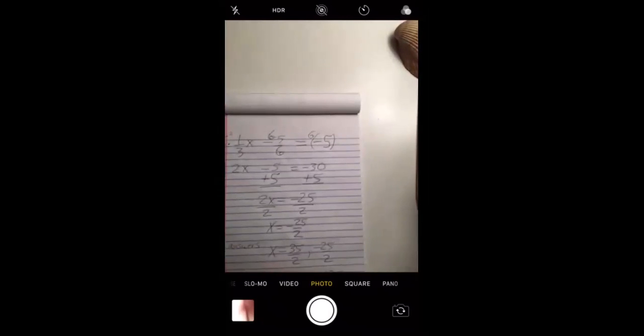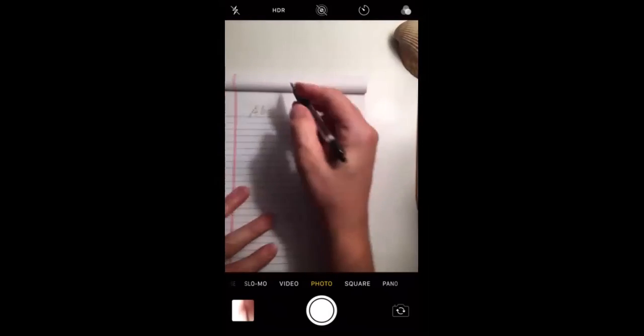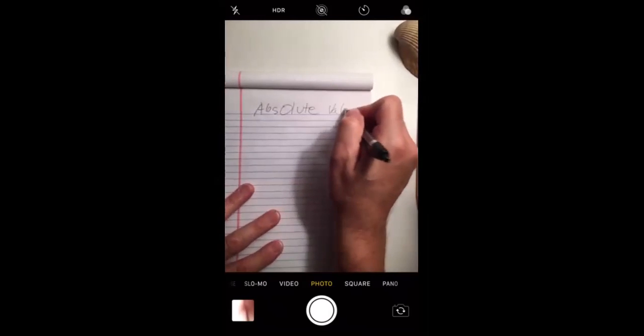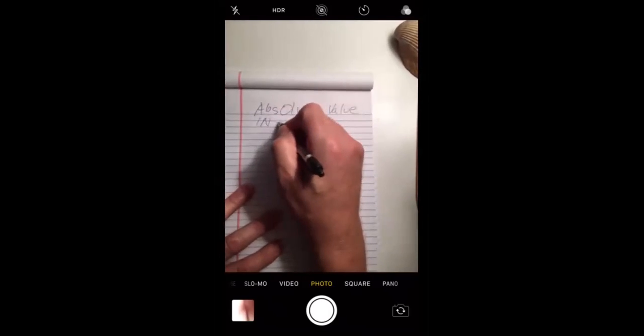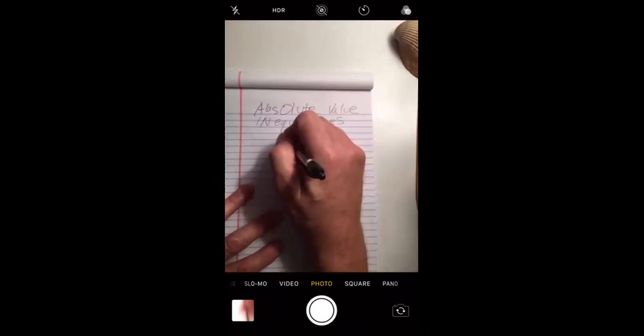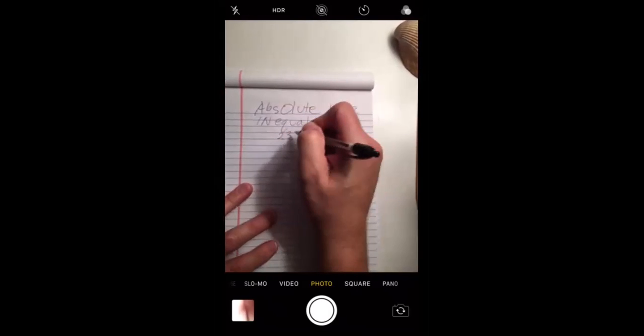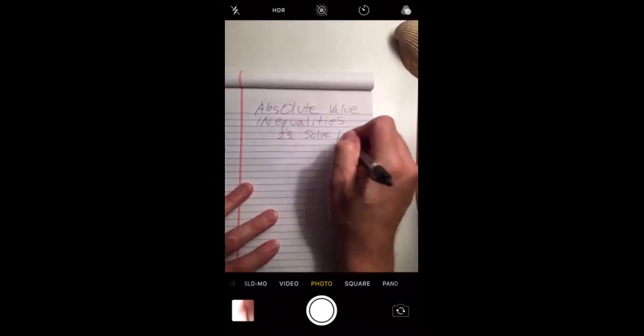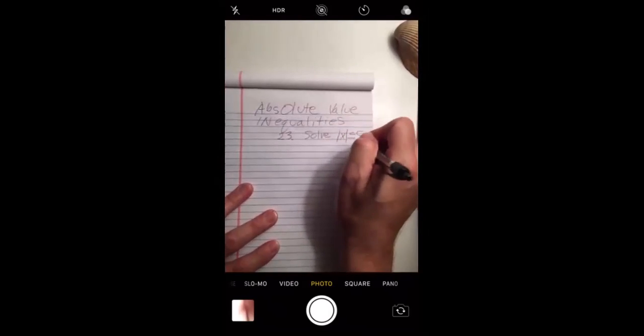We'll just charge into 23. It's a really simple one. It gives the ideas. These are absolute value inequalities. All right, 23, solve absolute value of x less than or equal to 5.